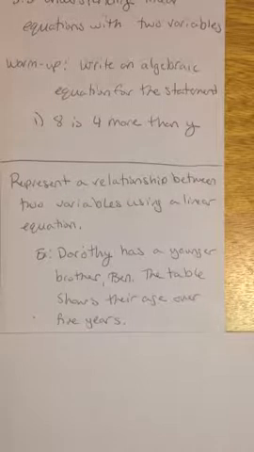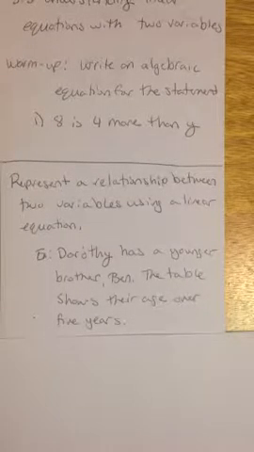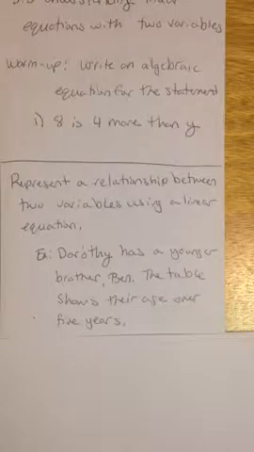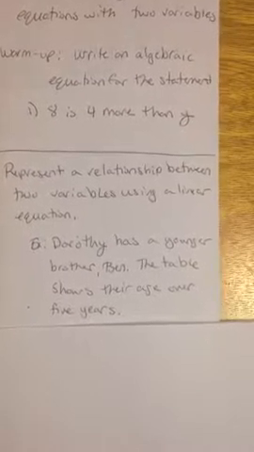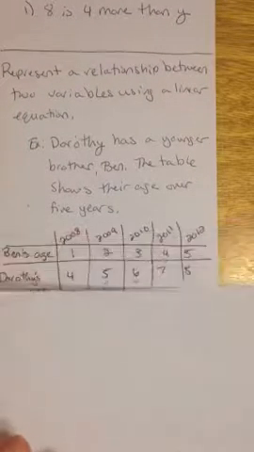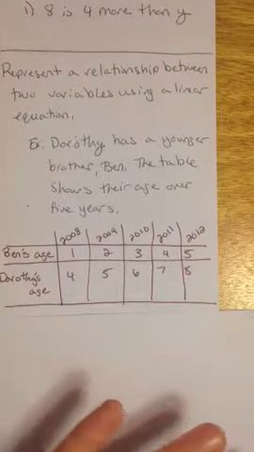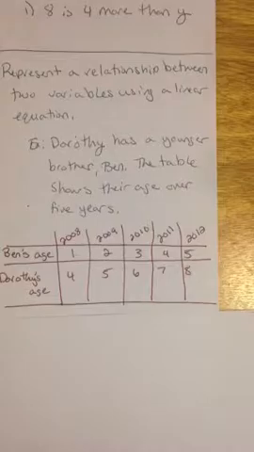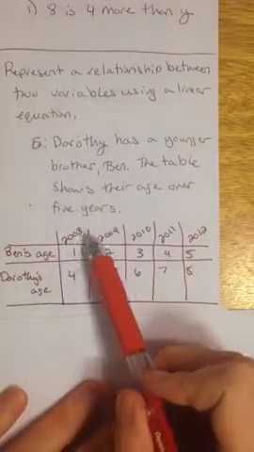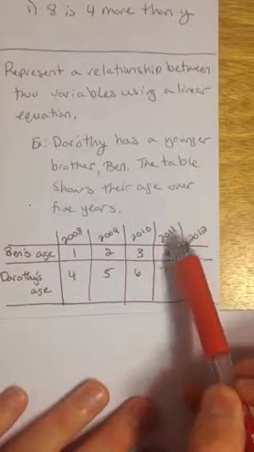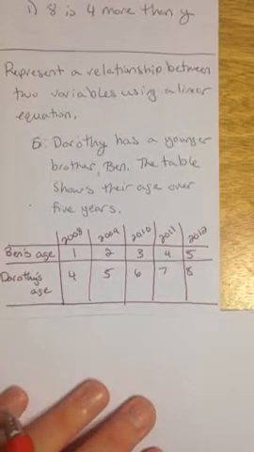Dorothy has a younger brother, Ben. The table shows their age over 5 years. And they want you to write a linear equation representing their age. So if you look on your notes, you can see you have this table. And let's just talk about the table a little bit. So we have Ben's age in 2008, 2009, 2010, 2011, and 2012, as well as Dorothy's age.